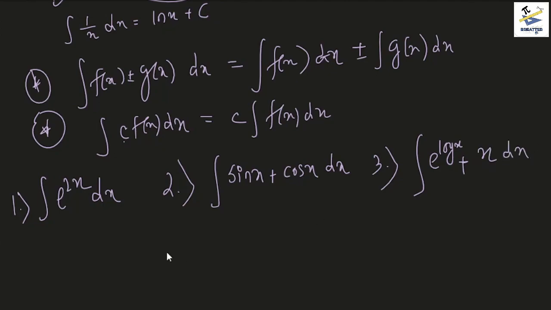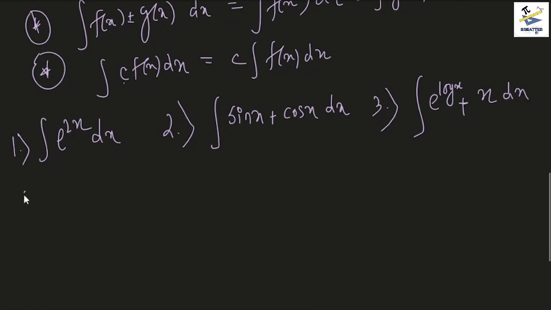So let us try to evaluate all three of them. The solution for 1, as you can see, is just integral of e to the power 2x dx. What we can do here is we can write integral of e to the power 2x dx equals e to the power 2x divided by 2 plus c, right?